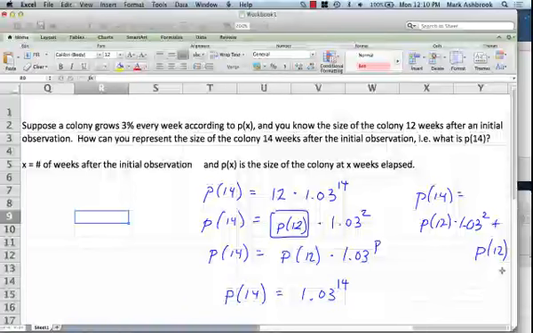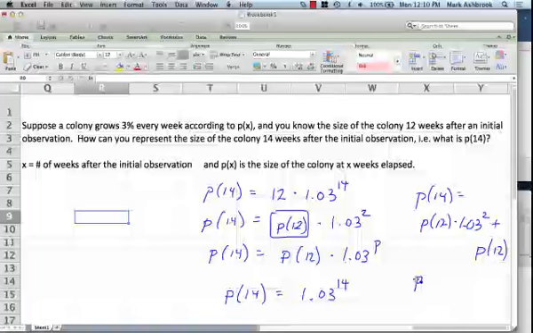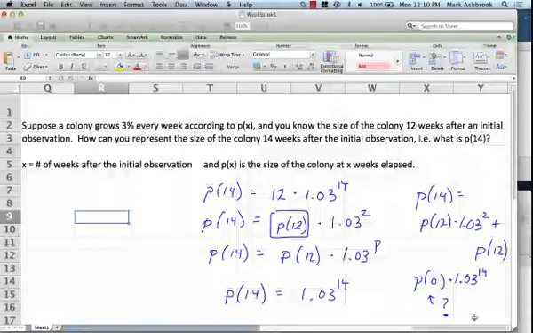P of 0 times 1.03 to the 14. Okay. But there's an issue with that. What's the problem with that? Yeah, we don't know what that is. What I'm saying is we know what it is after 12. We know 3% every week, and we know it after 12. So we want to get it after 14.